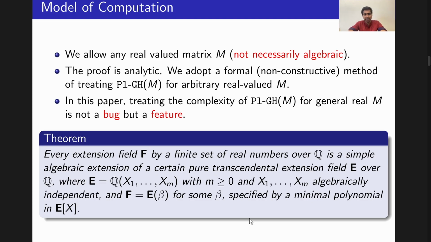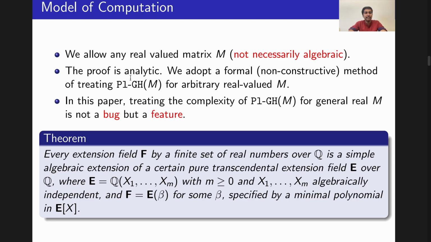Before we proceed much further, I want to talk about the model of computation that we're using here. All the work that I cited previously implicitly assumes that the matrix M contains algebraic values. Now the reason they do that is because that makes it possible for us to represent the entries in the Turing machine model.